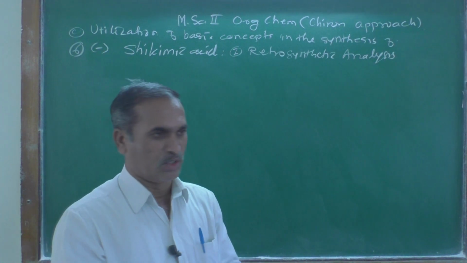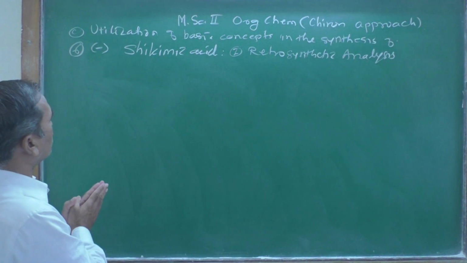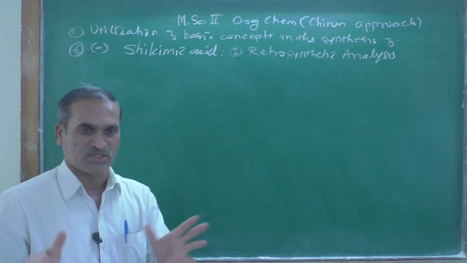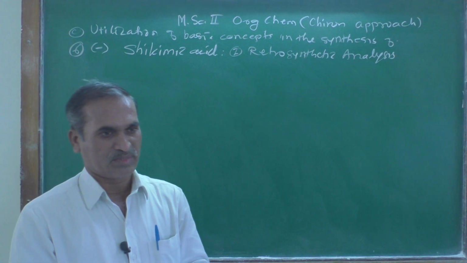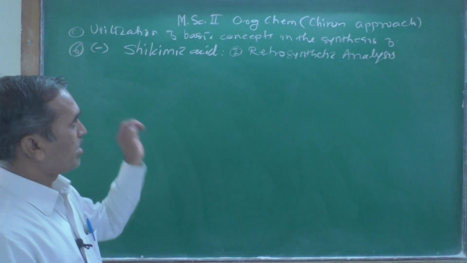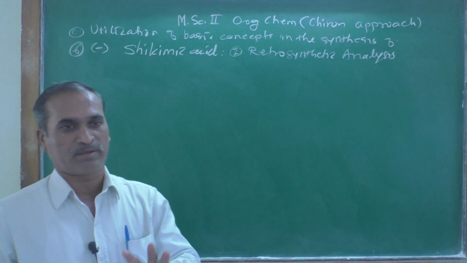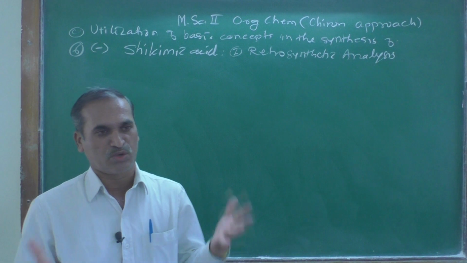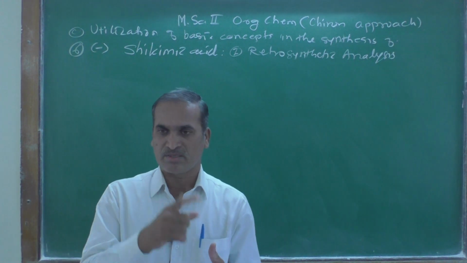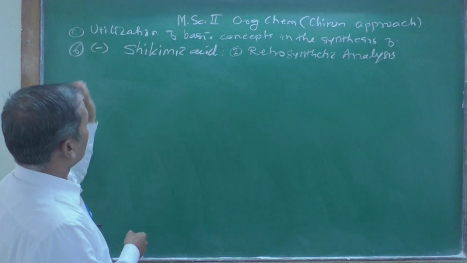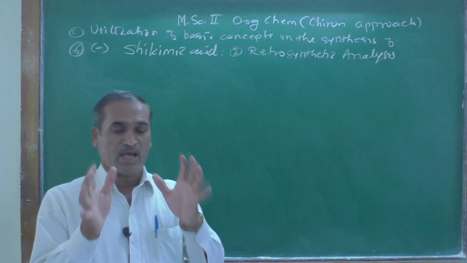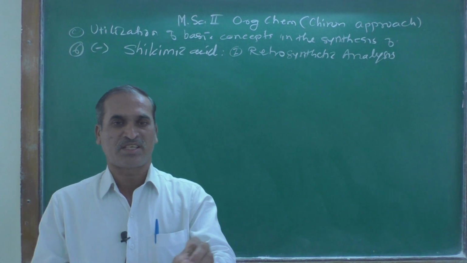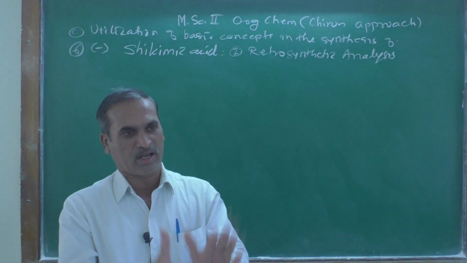What we are going to learn today, look at the board what is written there. Today's lecture is the final lecture on the Chiron approach, because we are synthesizing 6 target molecules, and the 6th one, the name of that target molecule, is minus shikimic acid. And as we know, target molecule means the molecule whose synthesis is being planned.